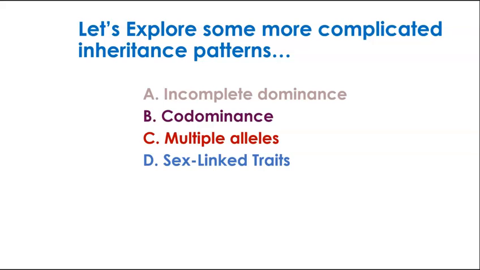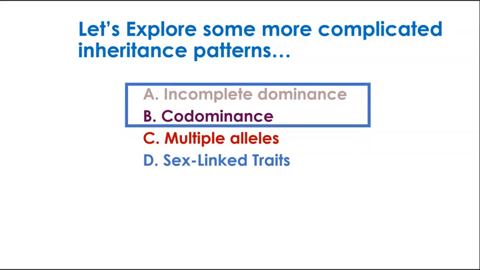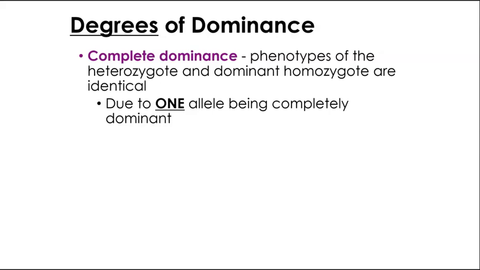We're going to talk about incomplete dominance and codominance. These are degrees of dominance. With complete dominance, the phenotypes of the heterozygote and dominant homozygote are identical, due to one allele being completely dominant. So this is complete dominance.